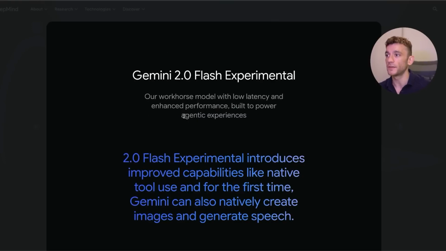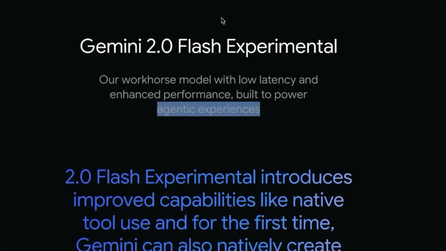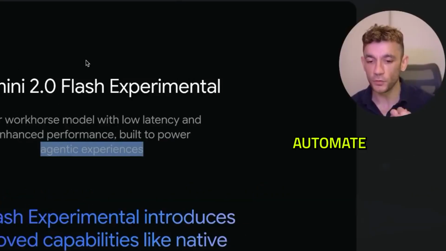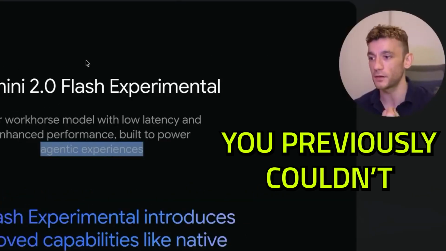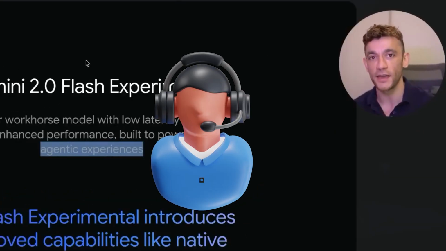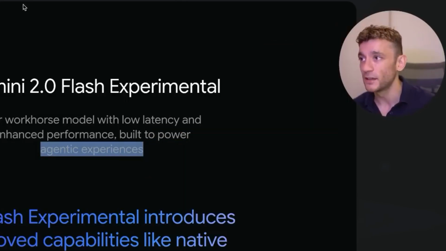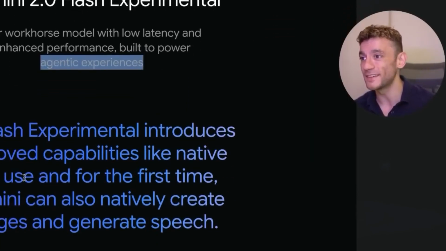And the main difference here is it's focused on agentic experiences, which means that you can automate a lot of the workflows you previously couldn't, because this is kind of using AI agents, and that's basically the future that I see Gemini and other AI models going into next year particularly.